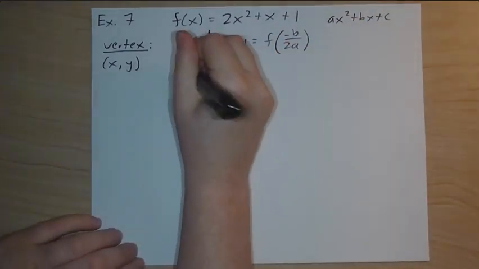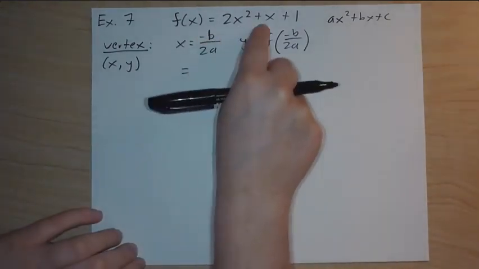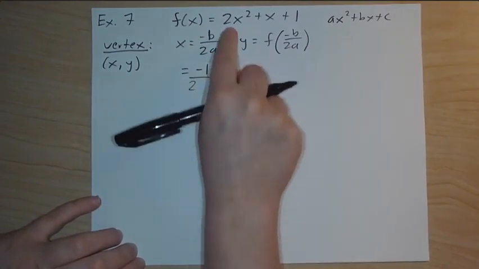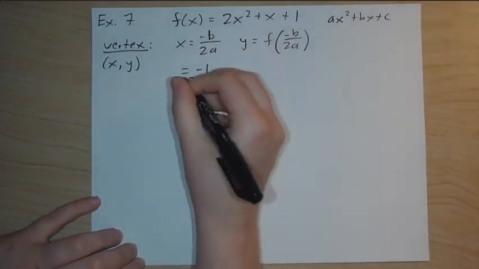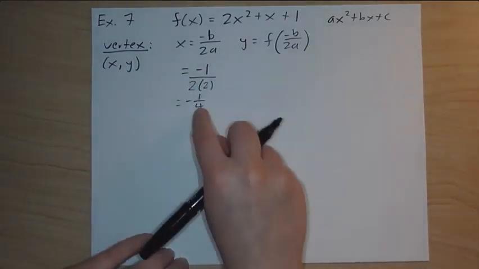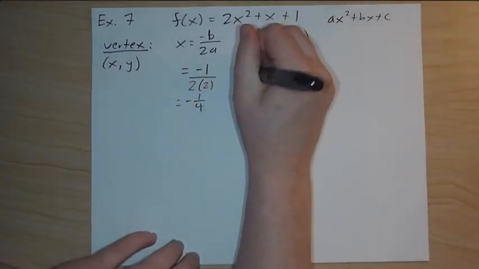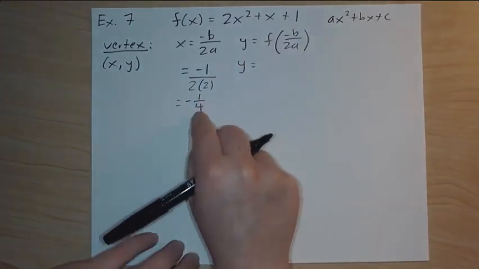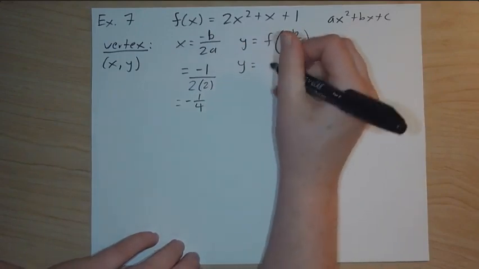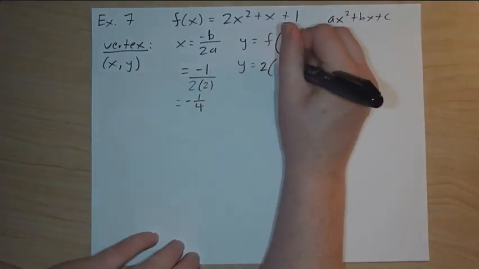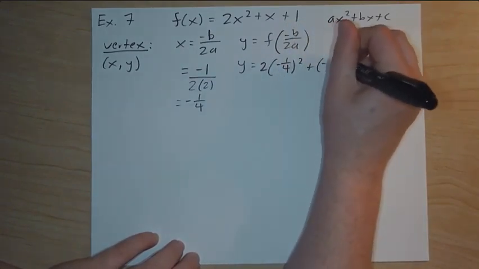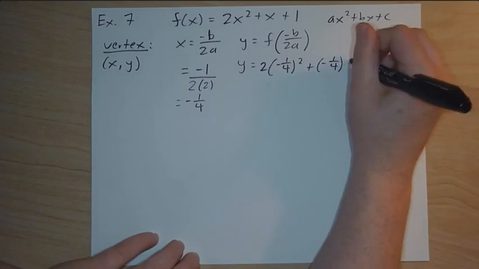So plugging into our x formula, negative b is going to give us negative 1, divided by 2 times our a, which is 2. This is going to give us negative 1/4. So now that we have our x value, we're going to find our y by plugging this negative 1/4 into this function up here, everywhere we have an x. So our y is going to be 2 times negative 1/4 squared plus negative 1/4 plus 1.